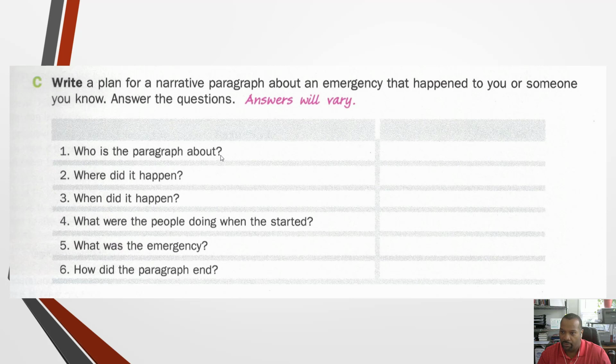Who is the paragraph about? Where did it happen? It would be the emergency, right? Where did it happen? When did it happen? What were the people doing when the emergency started? This is a typographical error here. Or what were the people doing when it started? What was the emergency? How did the paragraph end?